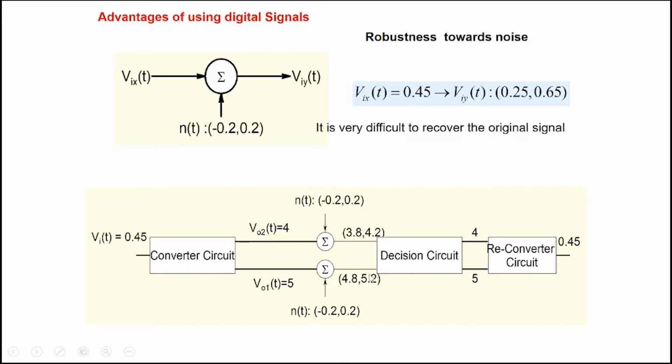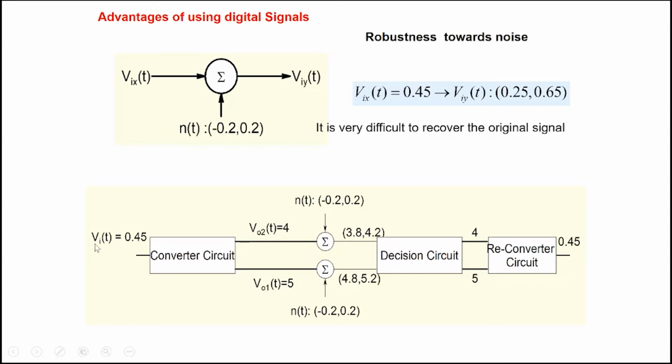Similarly, for this input, the decision circuit will decide which digit it is closest to. 4.8 and 5.2 are both closest to 5, so it will give an output of 5. So even though we added noise, minus 0.2 to plus 0.2, we get 4 and 5, and then we can combine them together. This converter circuit took an analog signal and split it up into a 2-digit number. Now that we have a digital number, we can convert it into an analog number again using a reconverter circuit, which is the inverse of this one, and we get back 0.45.